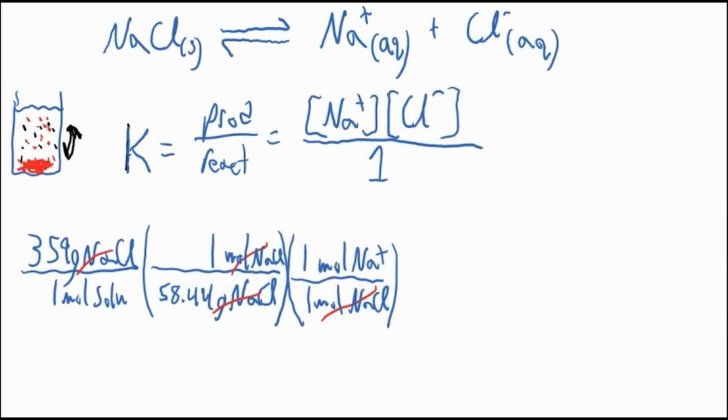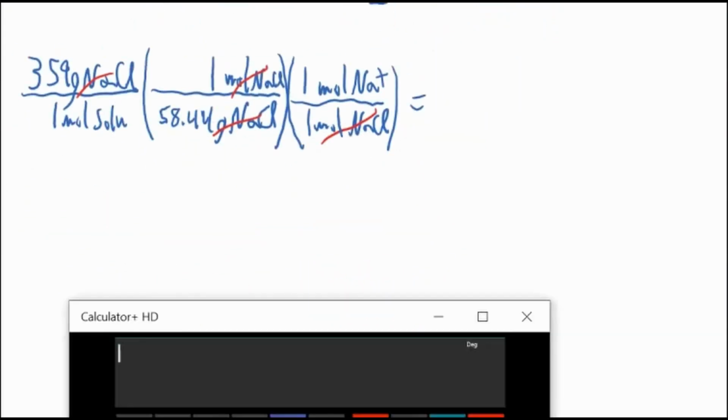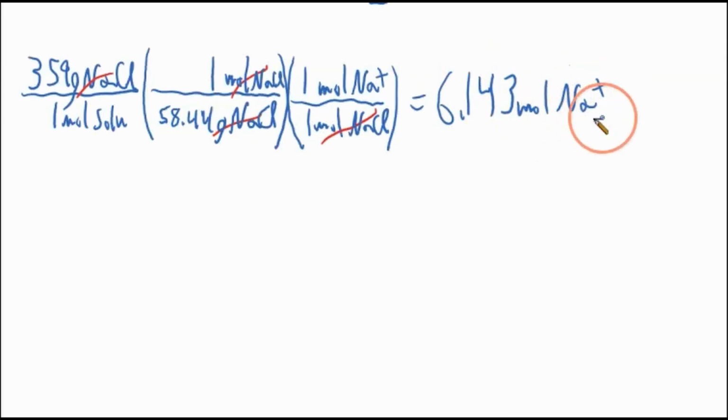So that's cool. And that gives us, I'll throw that into our calculator, 359 divided by 58.44, 6.143 moles of Na+ for every 1 liter of the solution. So this is our concentration.